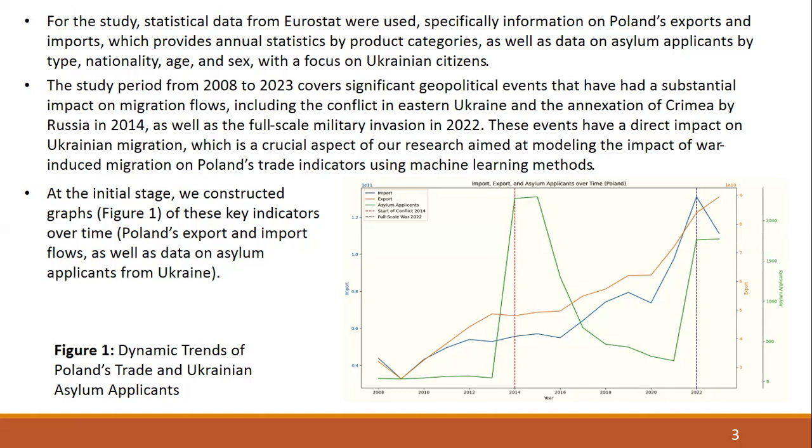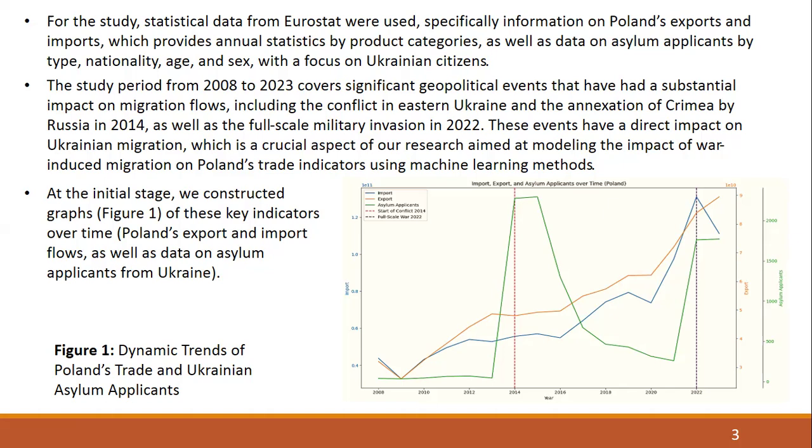migration flows, including the conflict in eastern Ukraine and the annexation of Crimea by Russia in 2014, as well as the full-scale military invasion in 2022. These events have a direct impact on Ukrainian migration, which is a crucial aspect of our research aimed at modeling the impact of war-induced migration on Poland's trade indicators using machine learning methods.